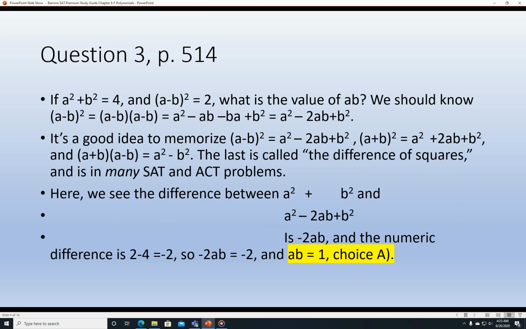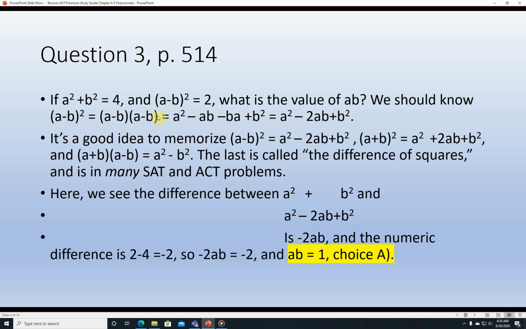Okay. Question 3, page 514. If a squared plus b squared equals 4 and a minus b in parentheses squared equals 2, what's the value of ab? We should know that a minus b in parentheses squared is just going to be a minus b in parentheses times a minus b in parentheses, which when we use FOIL, first is a squared. Outer is negative ba. Inner is going to be another negative ba. And negative b times negative b is b squared.